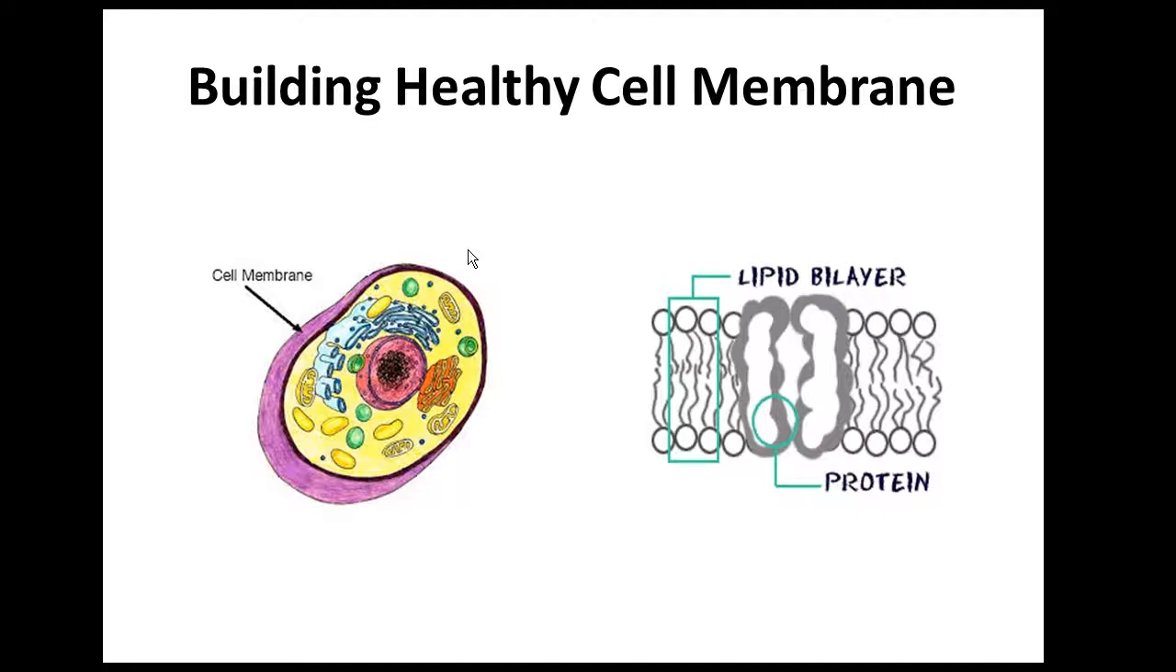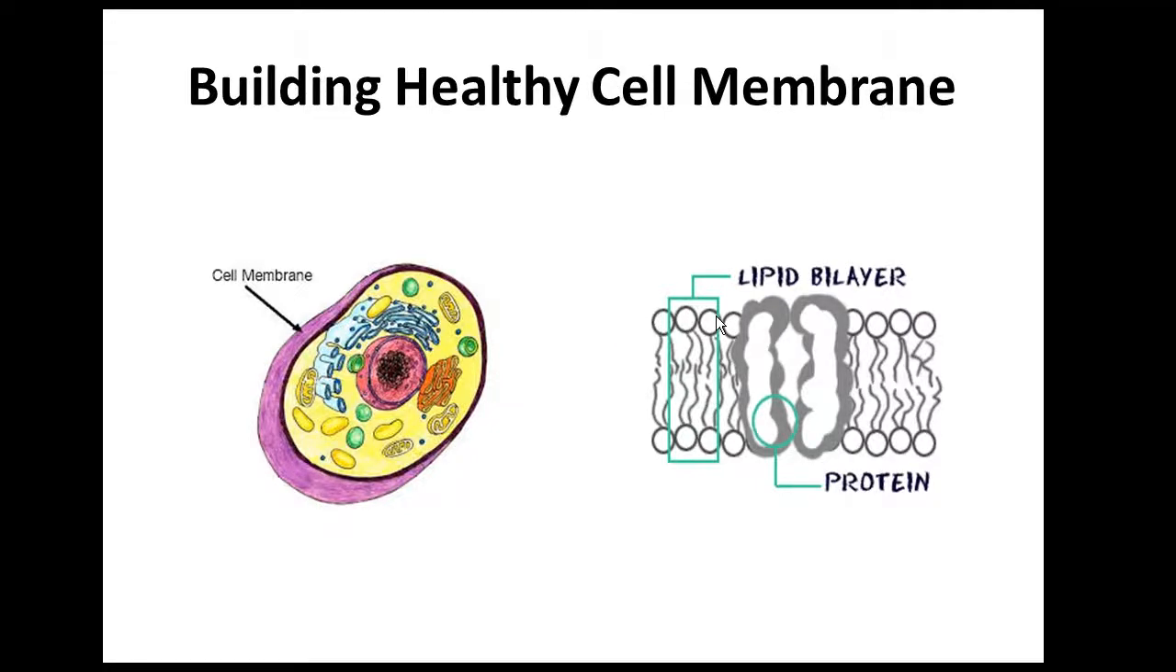And here is the example of the cell on the left. This is the cell nucleus where DNA is located. And this is the cell membrane. Let's look at the cell membrane under the microscope. You will see that it's made out of lipid bilayer.